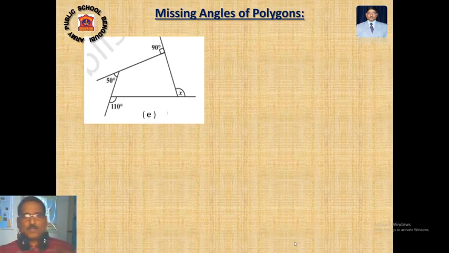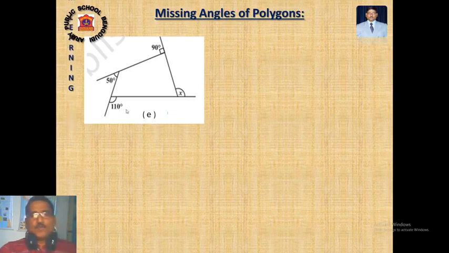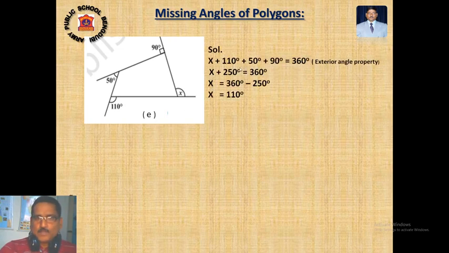Now one more question. Here also all exterior angles are mentioned, and one is missing. So straight away we will add x plus 90 plus 50 plus 110, which equals 360 degrees, the exterior angle property of a convex polygon. So apply it. This is the exterior angle property. So x plus 250 is equal to 360, x is equal to 360 minus 250, which equals 110. Here the value of x is 110.